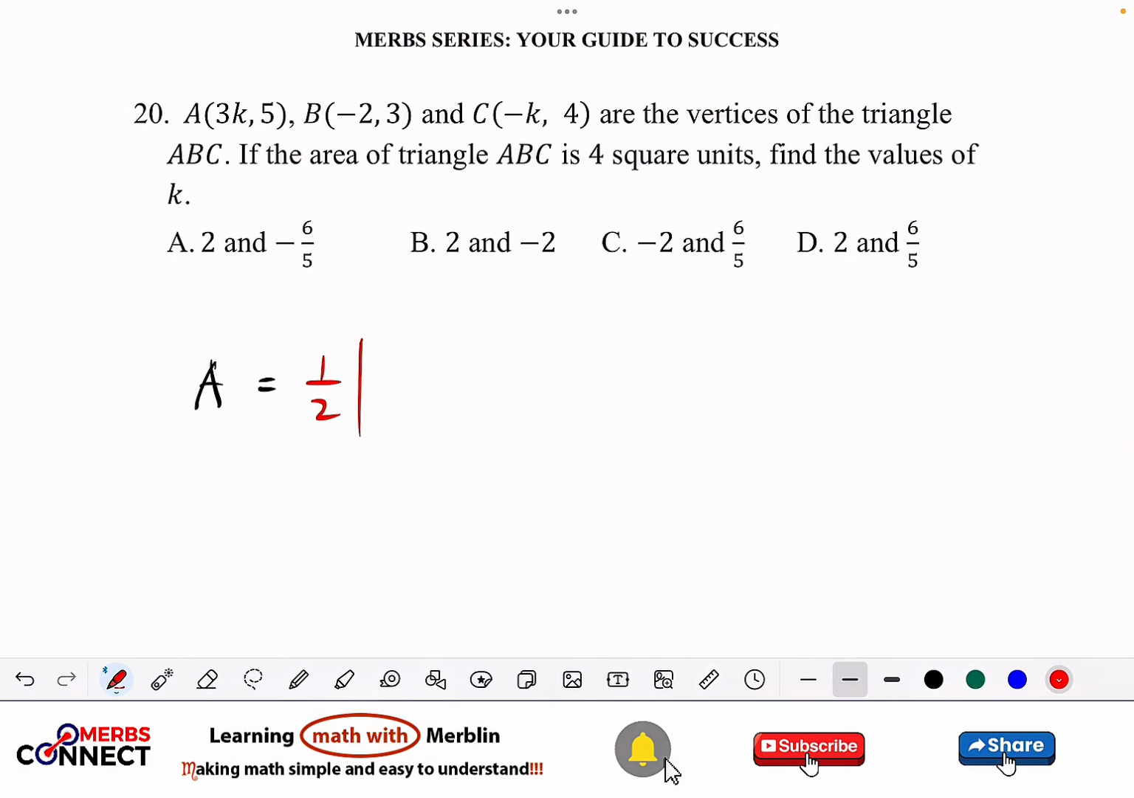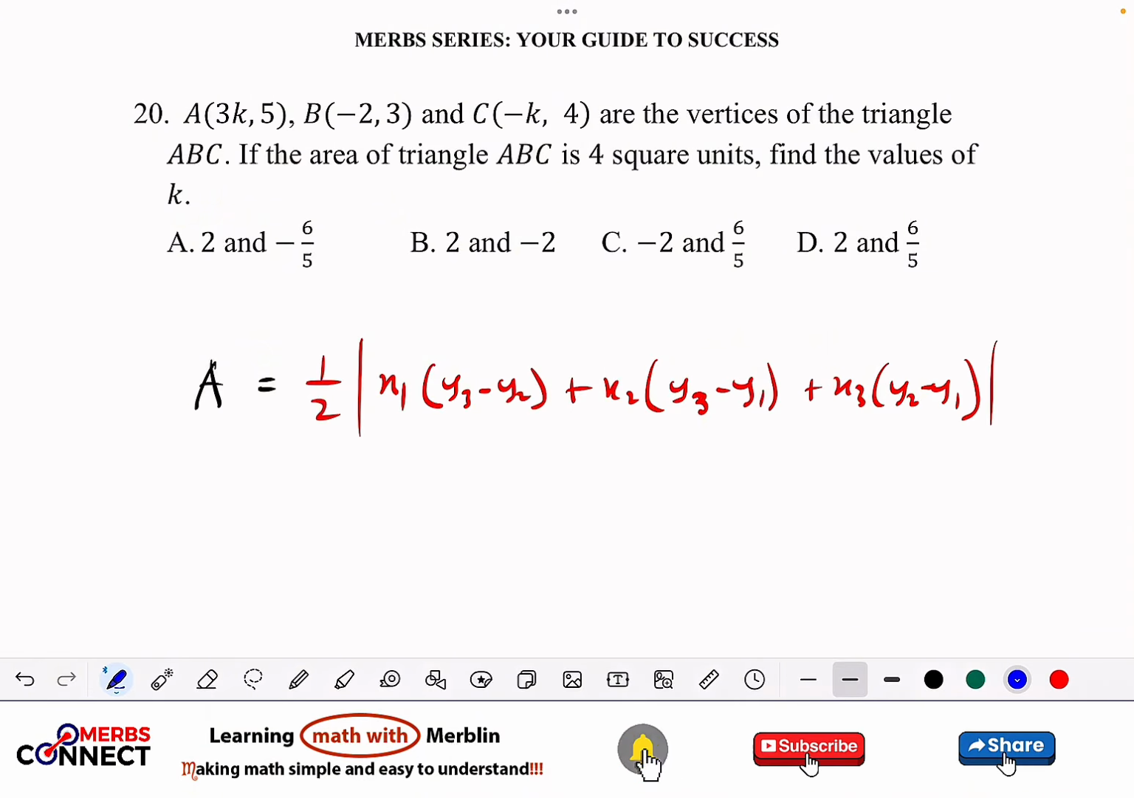1 over 2 absolute of x1, then since I'm picking x1, I'm going to have y3 minus y2, plus x2, then I'm going to also have y3 minus y1, plus x3, then I'll have y2 minus y1. Good. So this is what I'm going to get for the area, right? So this will be the area.